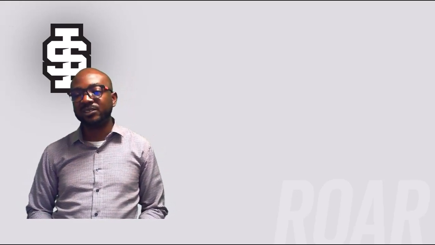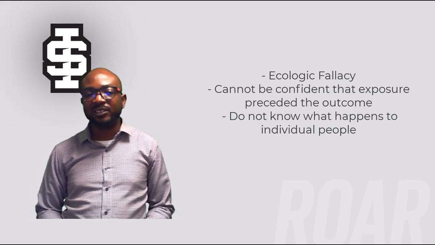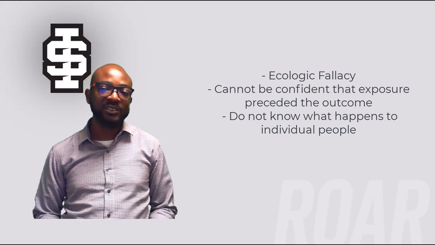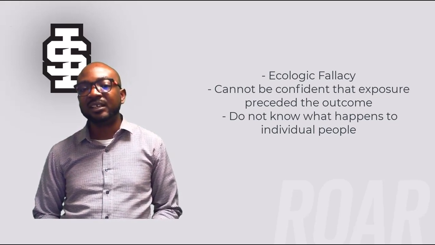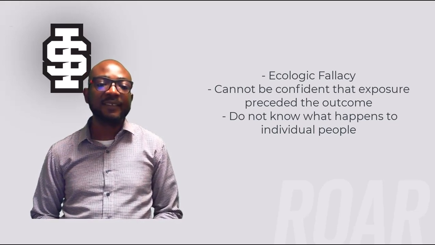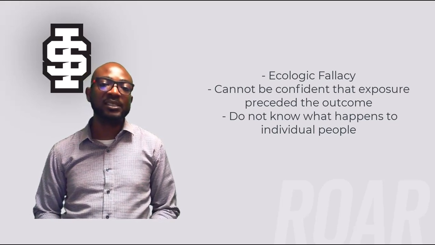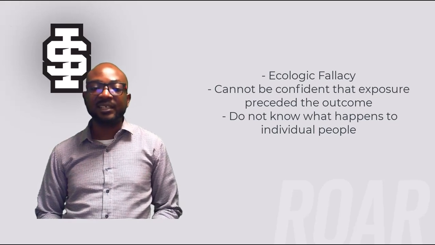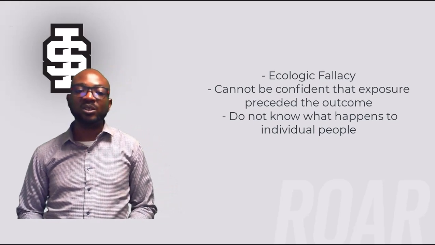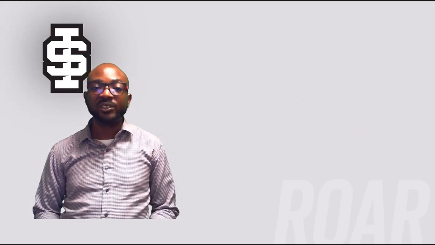Now we discuss limitations of the ecologic study design. We have already discussed the ecologic fallacy. Ecologic fallacy refers to concluding that association at a group or aggregate level are true at the individual level when that might not be the case. Another limitation of ecologic studies is that we cannot be confident that exposure preceded outcome. Lastly, another limitation of ecologic studies is that we do not know what happened to individual people. Thus, migration into and out of communities can bias the interpretation of ecologic studies.